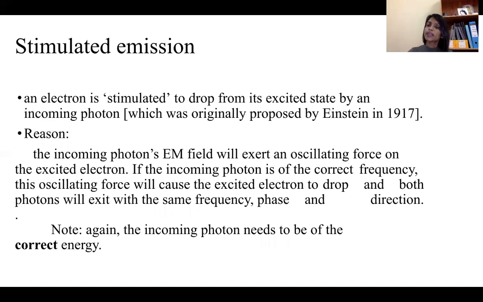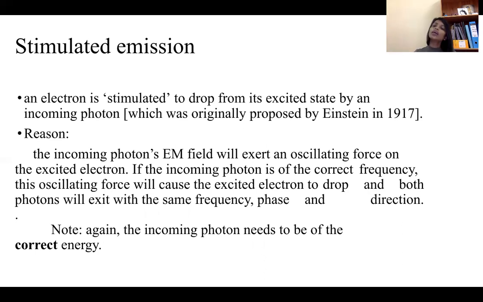The stimulated emission is another concept. This was originally proposed by Albert Einstein in 1917. And he postulated that an electron is stimulated to go back to its ground state from its excited state by an incoming photon.